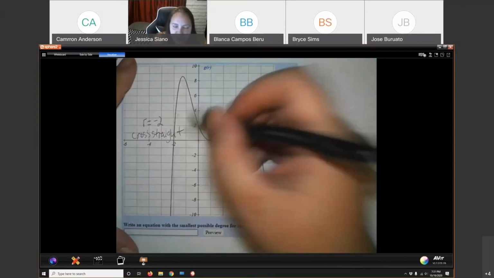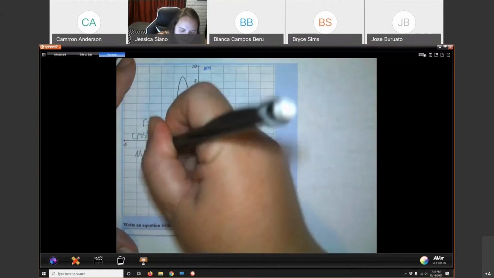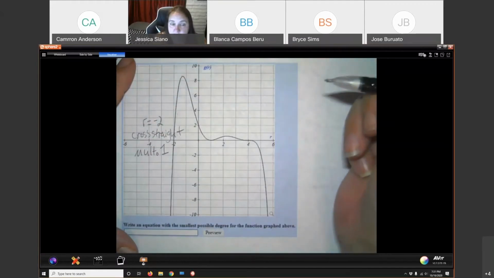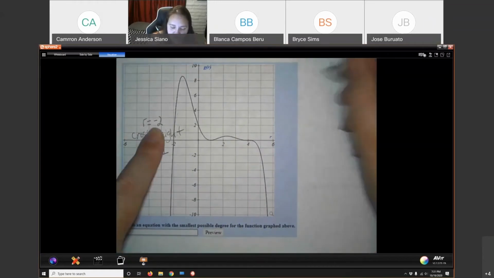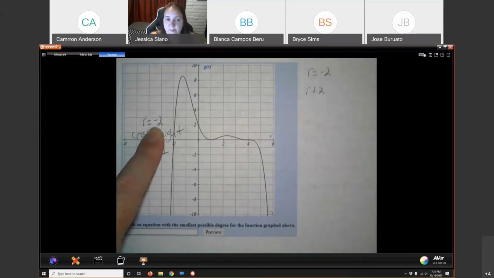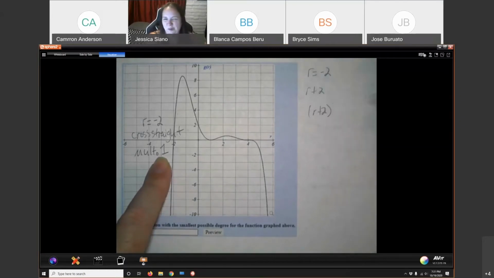And when the graph crosses straight, that means that we have multiplicity 1. So r equals negative 2 would mean a factor of r plus 2. And the degree of that factor is going to be 1. And to the first, but when it's to the first, we don't write it.